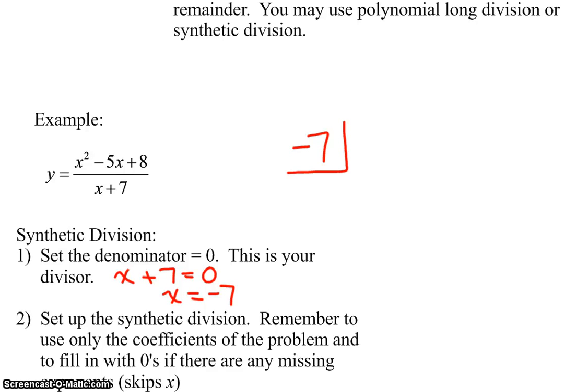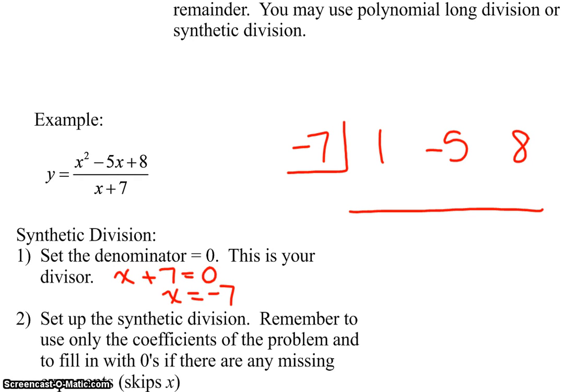Now we need to set up the inside of our division, and to do that, we're just going to use the coefficients of each term in the numerator. The coefficient of x squared was 1. The coefficient of negative 5x was negative 5. And the coefficient, or the actual constant term, was 8.